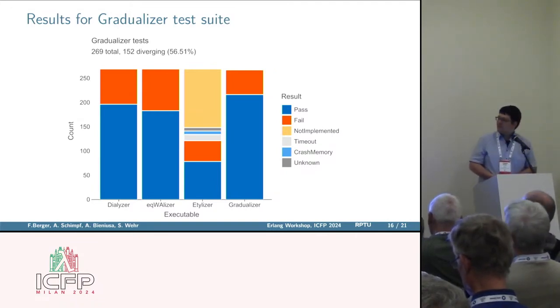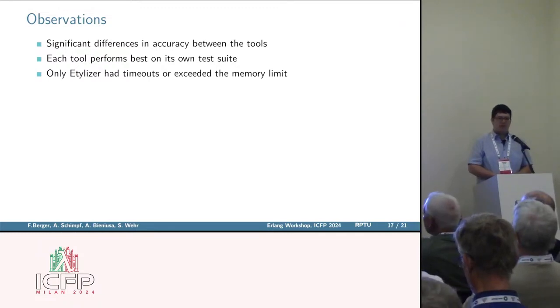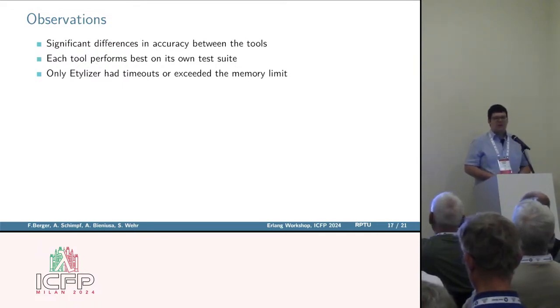So, to summarize those observations, we noticed that there are significant differences in accuracy between each tool, on the overall test suite and on the individual test suites as well. Each tool performs best on its own suite, and Etylizer was the only one that had timeouts or exceeded the memory limit. However, this is not something that should be a negative aspect in general, because it's also the only tool, as far as I'm aware, in this comparison that is not fully implemented yet. So this is to be expected.